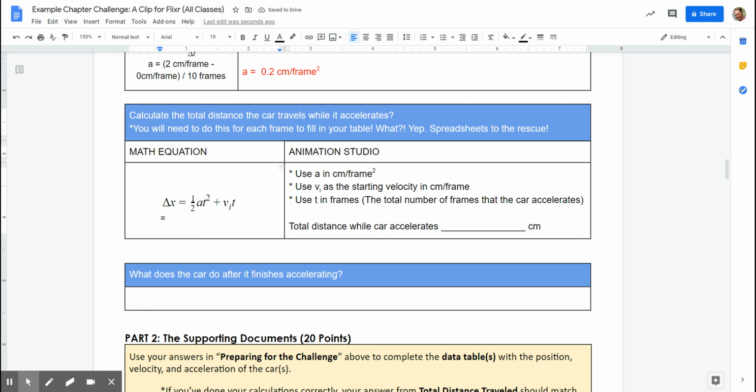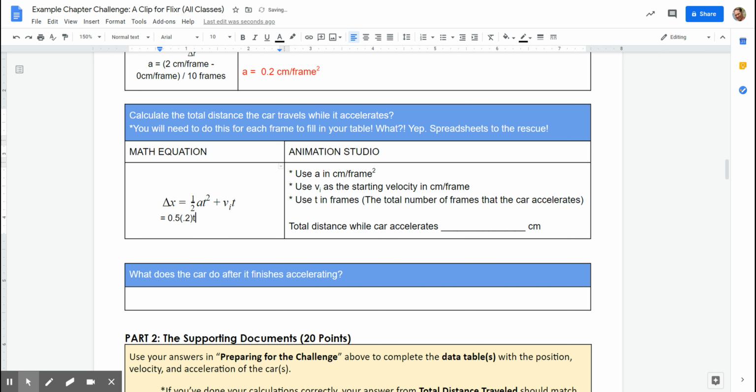1/2, if I was going to do this calculator speak, I would do this as 0.5. And then I need to plug in what I know for acceleration. Now be careful. You might see this square and say, oh, I think that affects the a, but it doesn't. It only affects the t. So this 0.2 that we got for acceleration is what we're going to put in for acceleration right here. So 0.5 is the 1/2. Acceleration is 0.2. And now I need to put in my t squared.